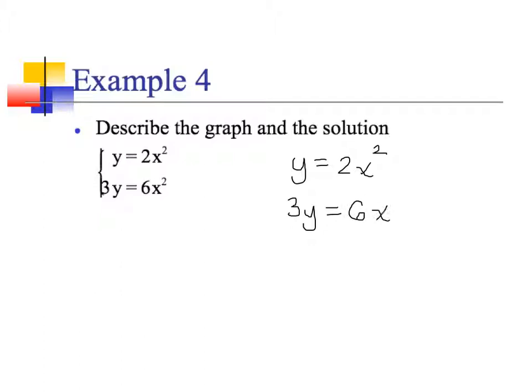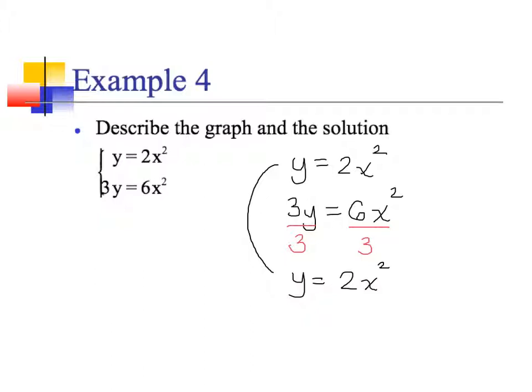And I don't want to have to graph this equation to be able to describe it. I should recognize that it's to the second degree, or second power, so it's a parabola. And I can just solve the second equation for y by dividing both sides by 3. And I'll have y is equal to 2x squared. Well, compare. The first equation is exactly the same as the second equation when I simplified the second equation. So they're really the very same parabola. They sit right on top of one another.